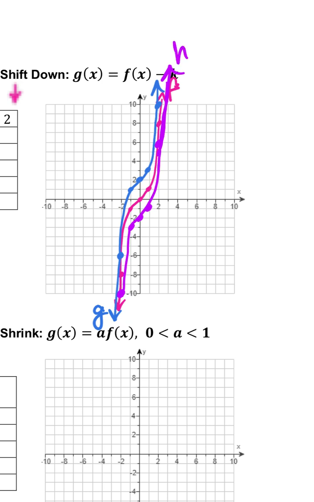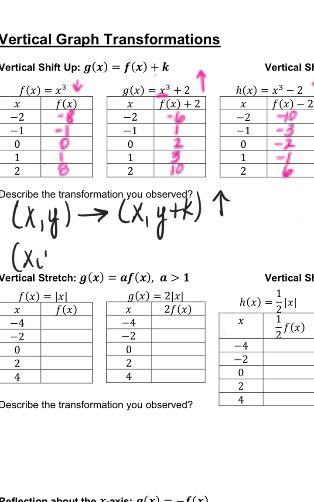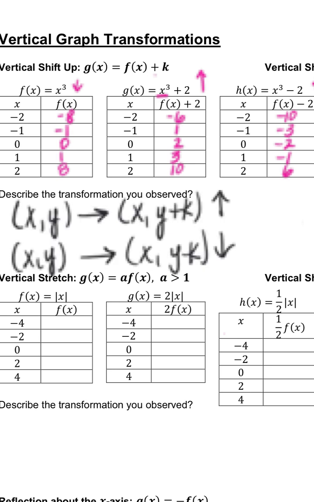So you can see from the parent function, x cubed, this was our 2 shift up, this is our 2 shift down. So what you should observe is that the x value is staying the same, and I am taking the y value and adding something. This is our shift up, and y minus k is our shift down. All right, so the next we're going to talk about a vertical stretch.